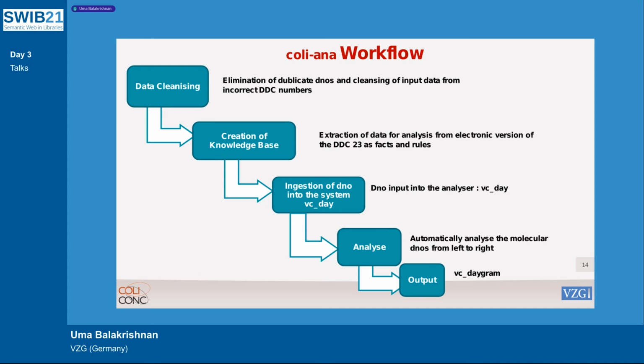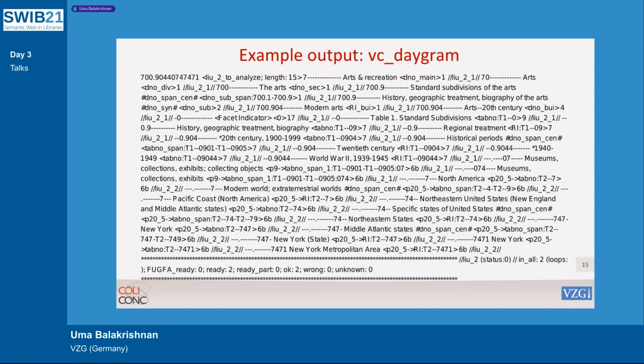Then the cleansed data is ingested into the analysis system, the coli-ana system, which is called VZG. The analyzer goes through every digit from left to right, thoroughly. The output you get is called a VZG-gram, and you'll see that in the next slide. So this is how it looks, the VZG-gram. It has more information about the rules and the patterns that have been used in the analysis, so it is a complicated view of the result.